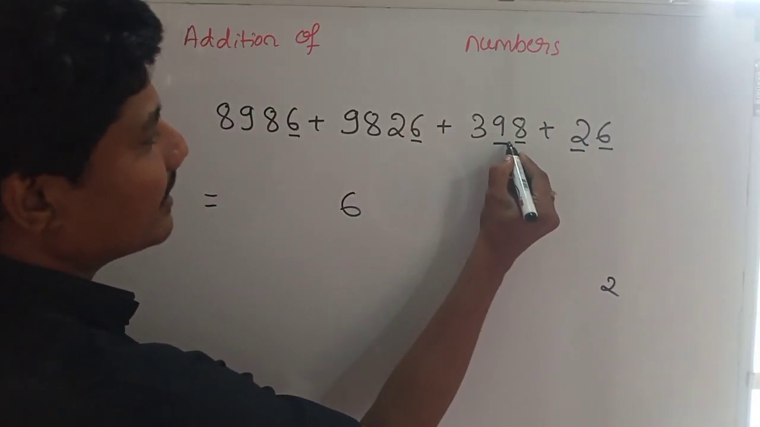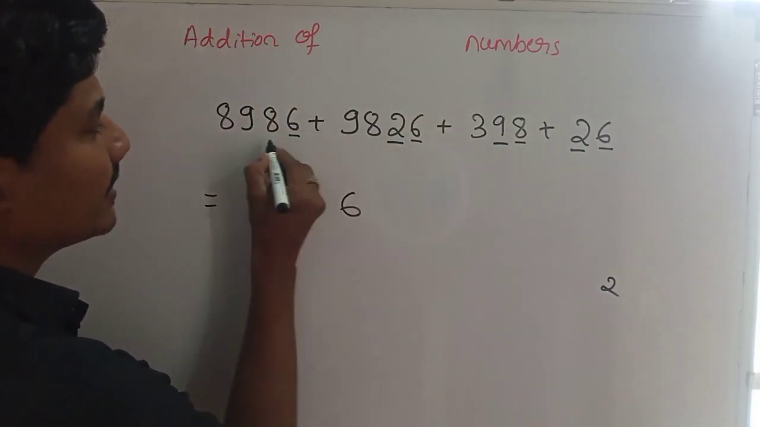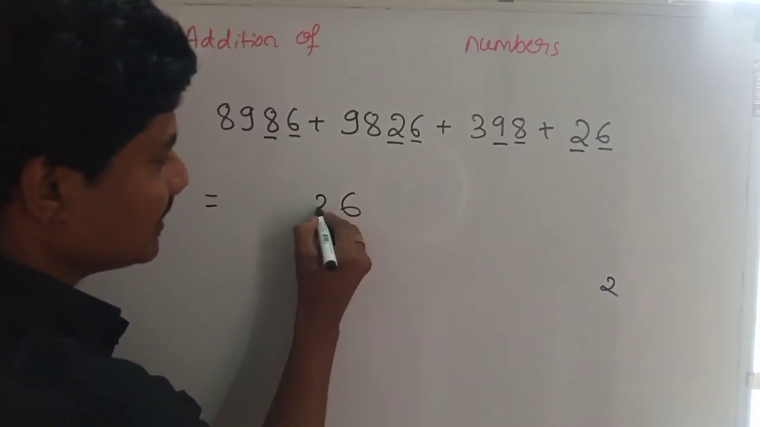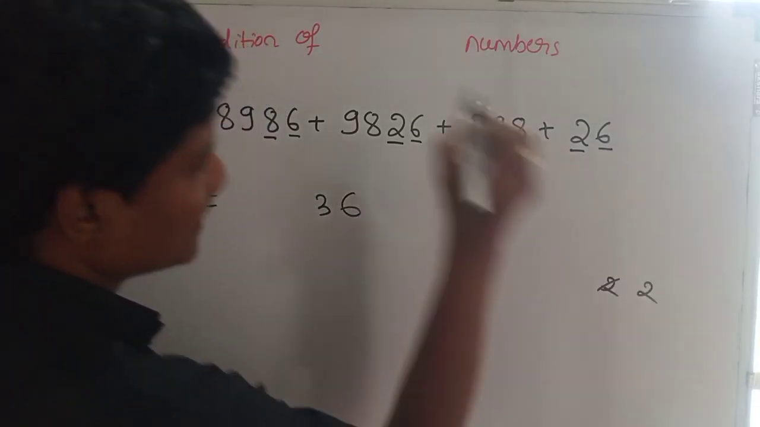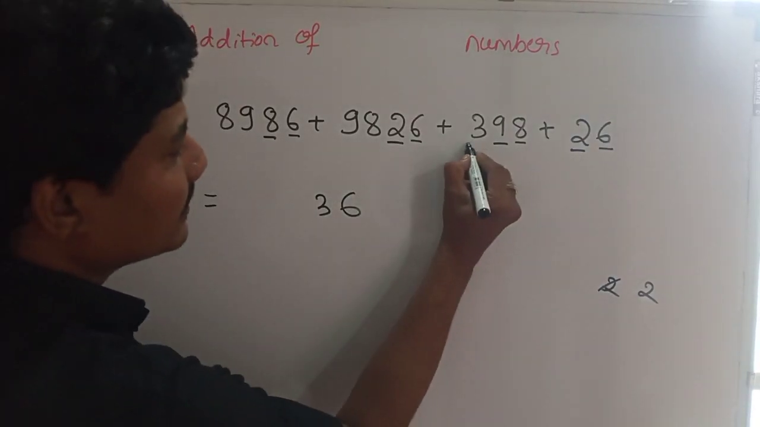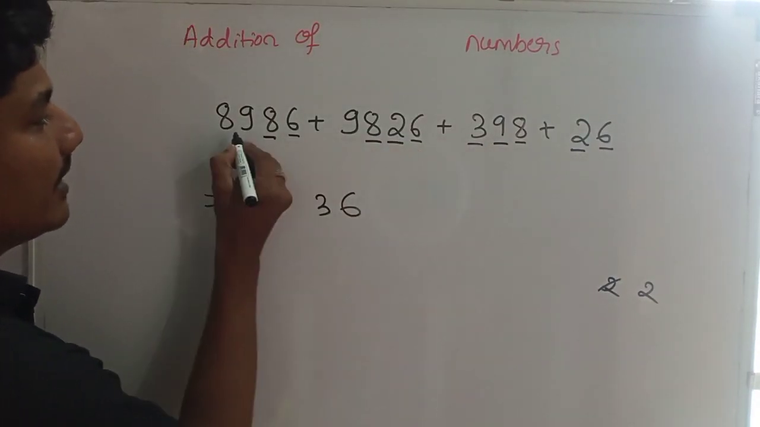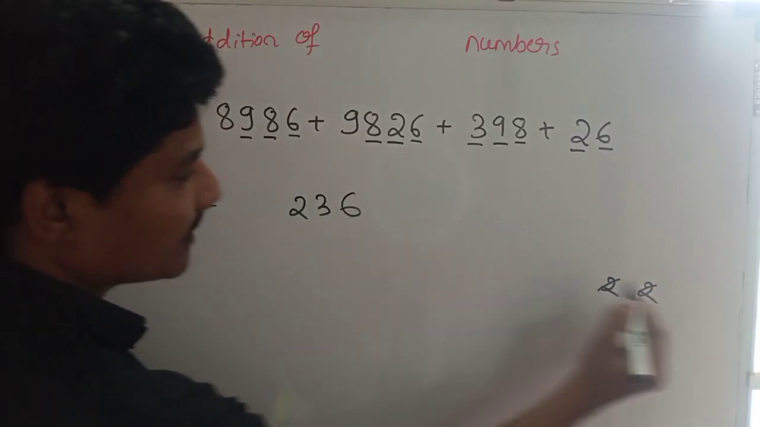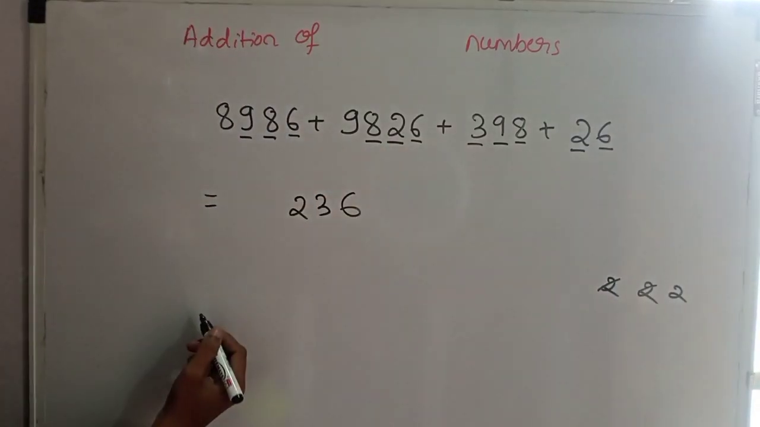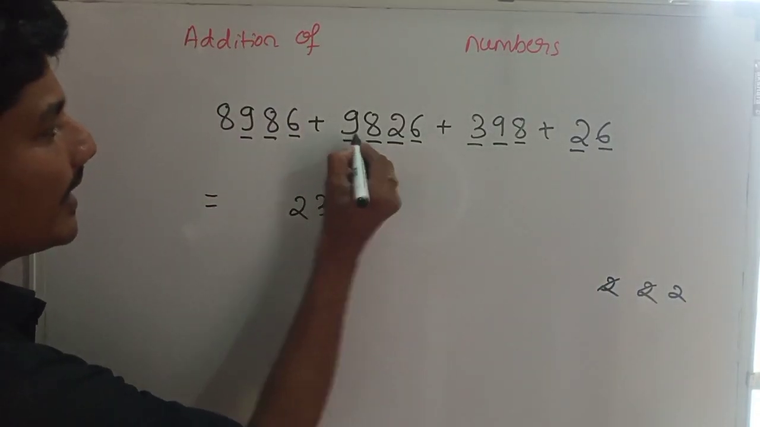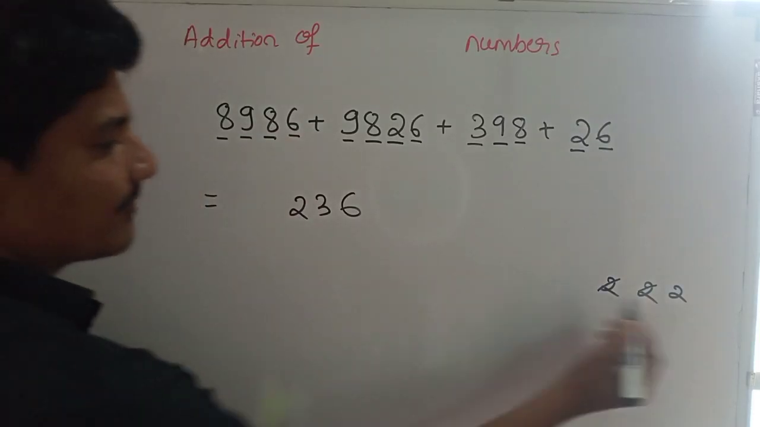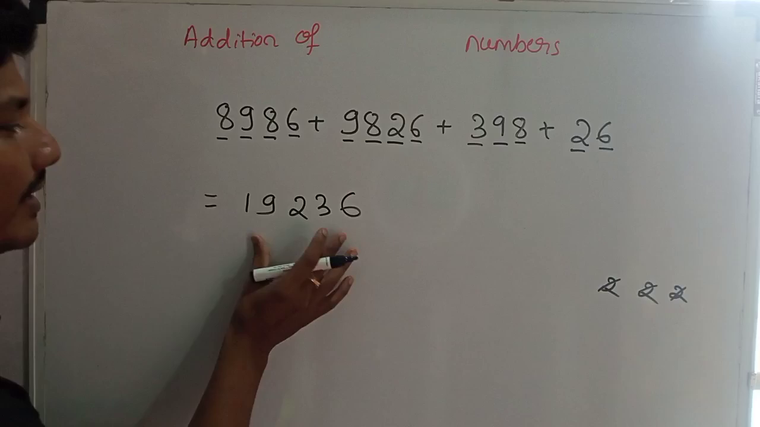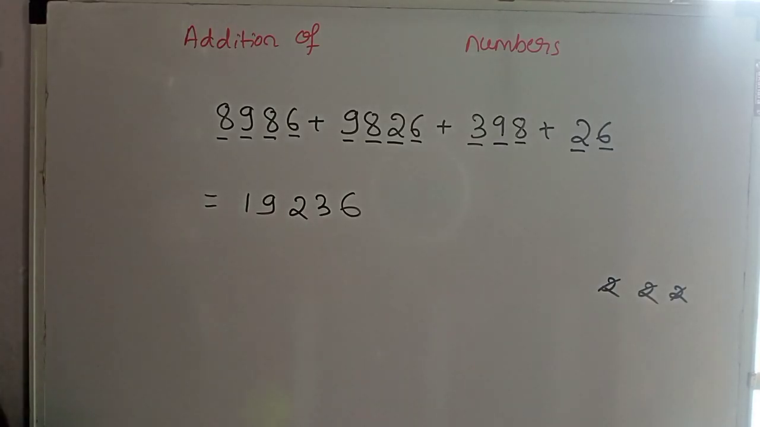2 plus 9 11. 11 plus 2 13. 13 plus 8 21. 21 plus 2 23. Carry 2 again. 3 plus 8 11. 11 plus 9 20. 20 plus 2 22. Carry 2 again. 9 plus 8 17. 17 plus 2 19. 19,236 is the answer.